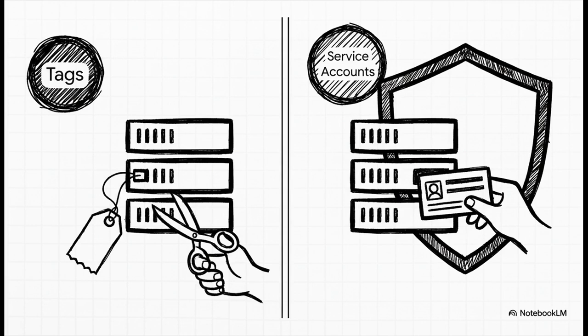If an exam question asks for the strongest security posture or the most secure method, and the choice is between tags and service accounts, the answer is service accounts, every single time. Why? Because identity always beats a simple, changeable string.